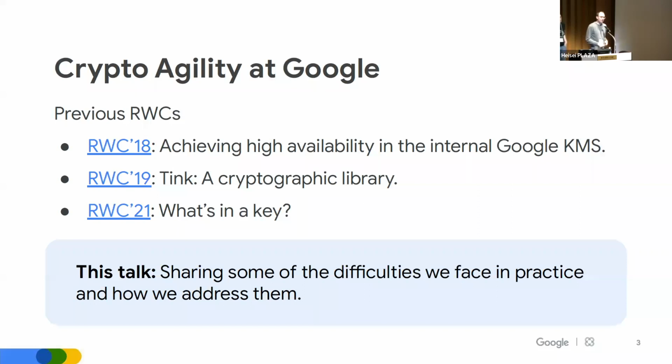So we had a talk in 2018 on how our internal key management system works. In 19, we had a talk on our cryptographic library Tink. And in 21, we talked about what's in a key. And in this talk today, I want to talk a bit more about sharing some difficulties we have with crypto agility in practice and how we address them.